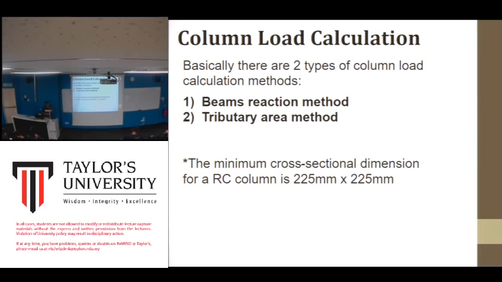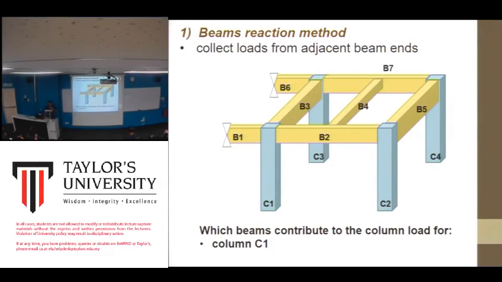Basically, the minimum cross sectional dimension of an RC column is 225 by 225. So this is the minimum; you cannot go smaller than this. Okay, so just to show you the first method, the beam reaction method basically collects load from adjacent beam ends.